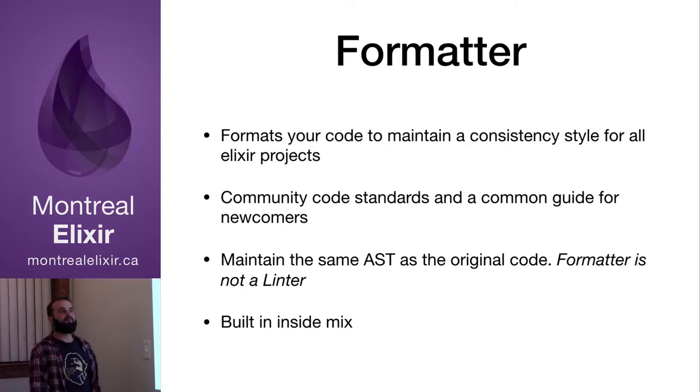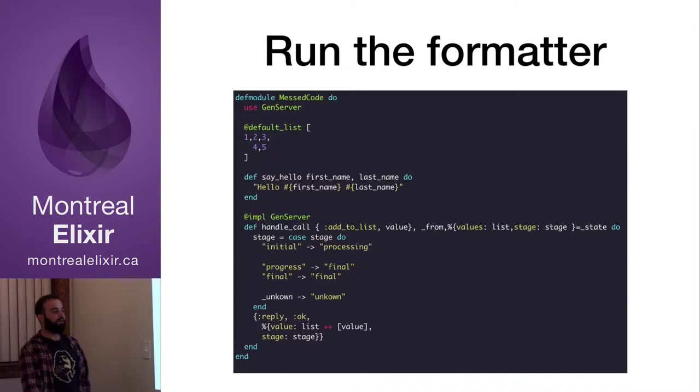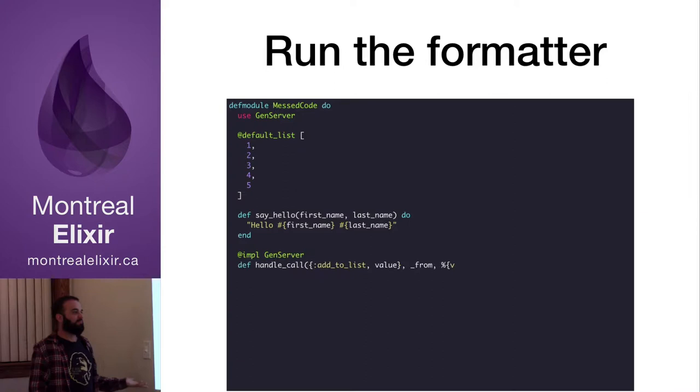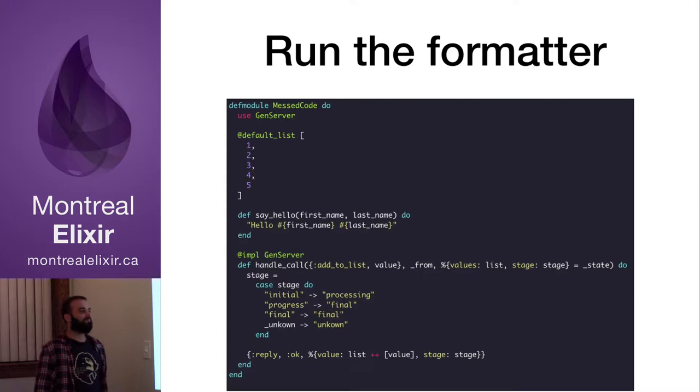So how does that work? I have a method here, pretty terrible, and I want it to be pretty. So if I run mix format on my Mix project, the code becomes a pretty one, really readable. But what happened under the hood?